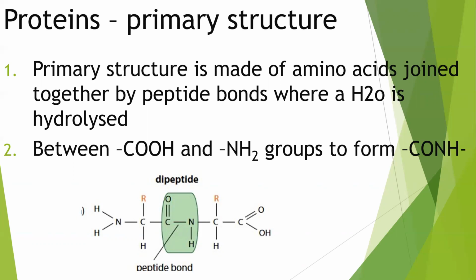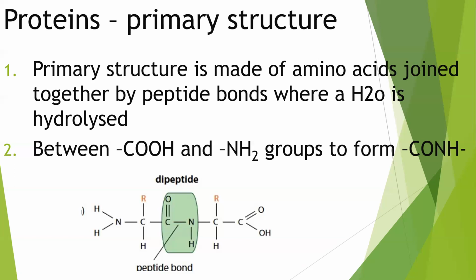This is also a condensation reaction because water is produced. This COOH group and this NH2 will react to form a CONH, which is an amide linkage, and OH is removed from COOH and H is removed to form water. So this is a dipeptide. Two amino acids can bind together to form a dipeptide. And if you add more amino acids into the chain, it will become a polypeptide.